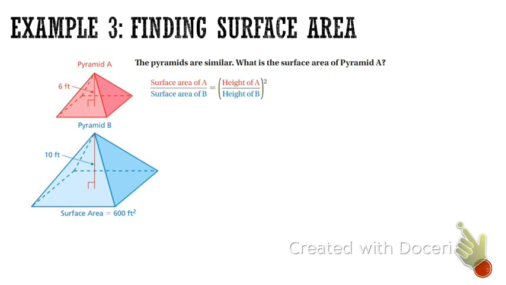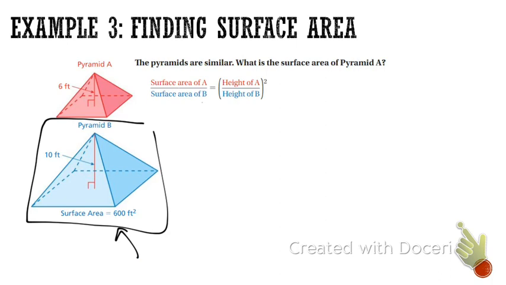Well, it really doesn't matter. Let's start with surface area since that's the way they set it up here. All right, so the surface area of A is what I don't know. All they give me is these dimensions right here. The surface area of B, however, they do give me.